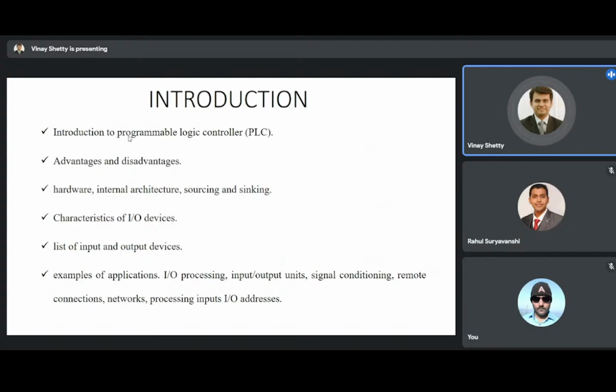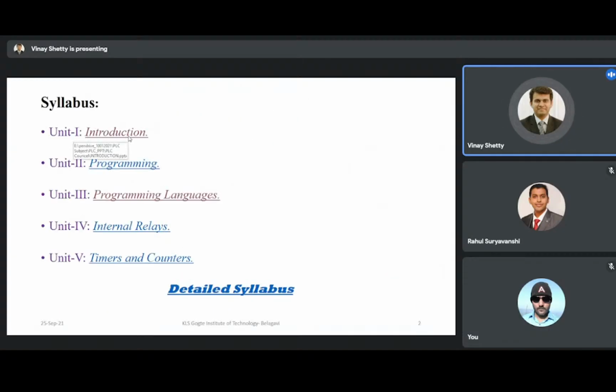Okay, then we will list out the types of input and output devices, then the examples and applications. We are going to read this, and the processing, that is signal processing and signal conditioning, how we do that. Okay, so this is all about your introduction.